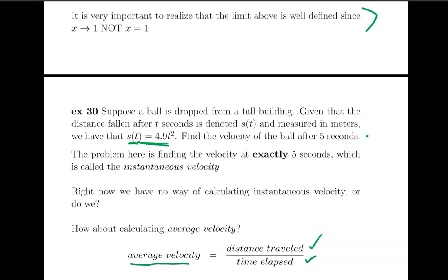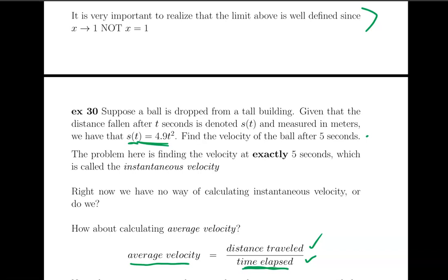Now notice that there has to be some positive time elapsed. That can't be 0. Cannot have 0 on the bottom. So I need some time interval. It could be large, like 10 seconds. It could be very, very small, like 0.0001 second. But I do need some sort of interval to deal with. That's the only way to figure out average velocity.